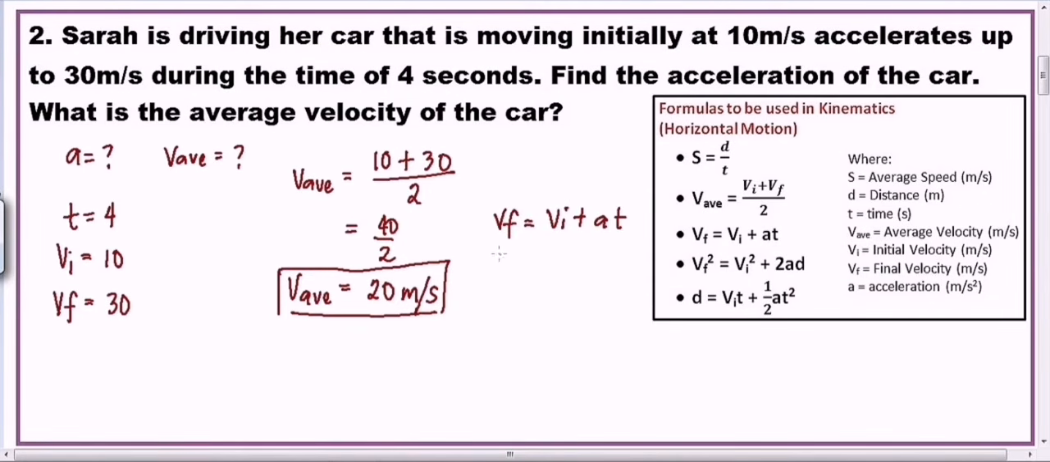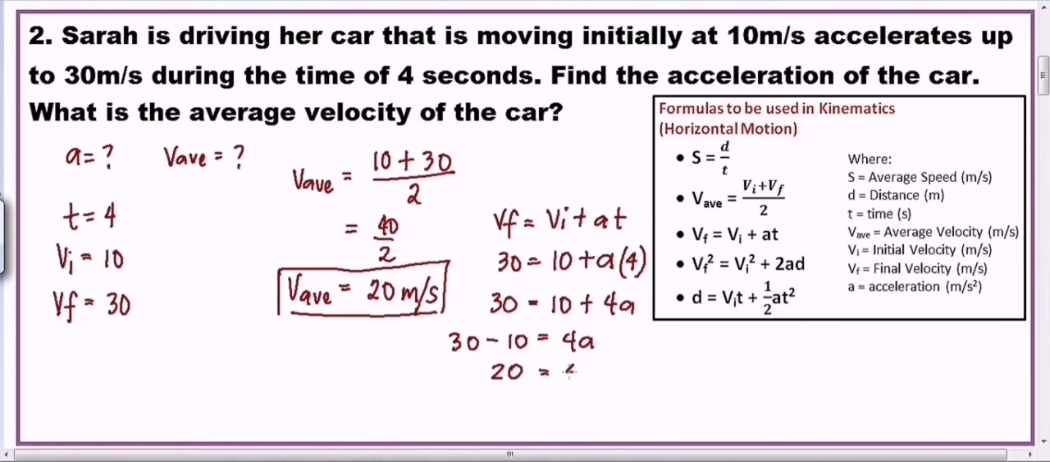So, ang VF natin is 30, given yun. 10 yung VI plus A, yun yung hinahanap na acceleration, multiplied by the time, which is the given din, 4. Okay? So, 30 equals 10 plus A times 4, which is 4A. Okay, so hanapin si A, balibag si 10. So that would be minus 10. Okay, magbabago yung sign. Equals 4A na lang matitira. So 30 minus 10 is 20 equals 4A.